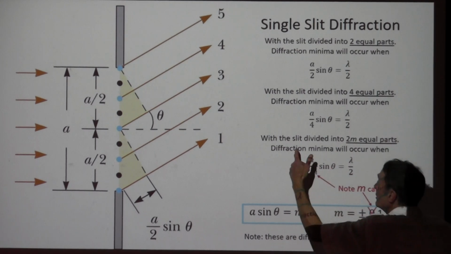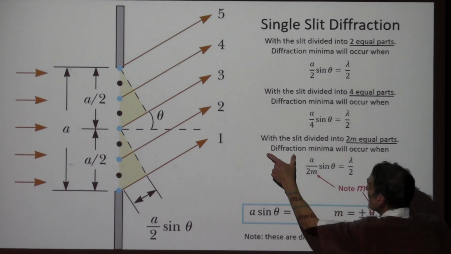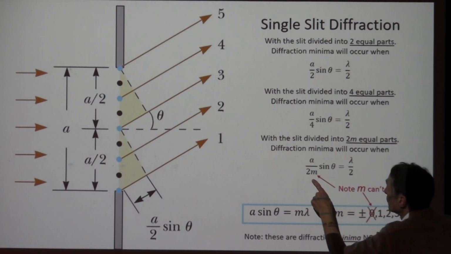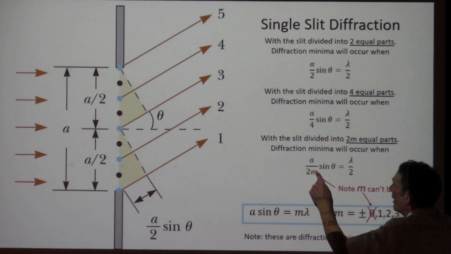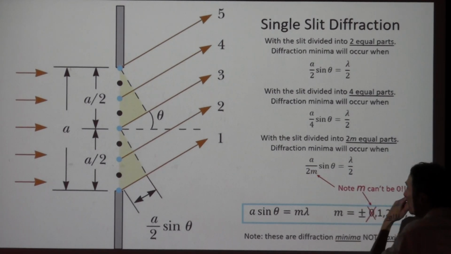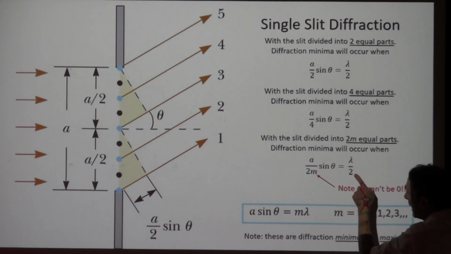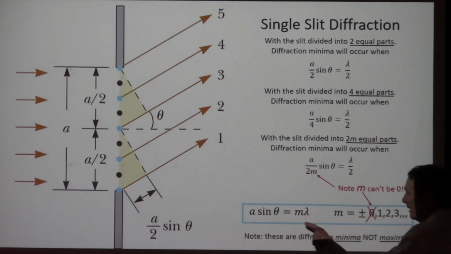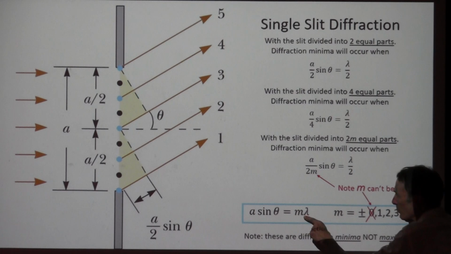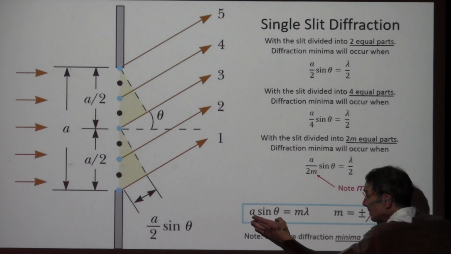If we want to take in general and divide the slit into 2m equal parts, diffraction minima will occur for every a over 2m instead of 2, 4. This is going to be some even number, so that's going to be 6 and 8 and so on. That has to equal a half a wave. Now, usually we'll get rid of these 2's and express this as a sine theta equals m lambda. And this is the general expression for dark diffraction fringes.